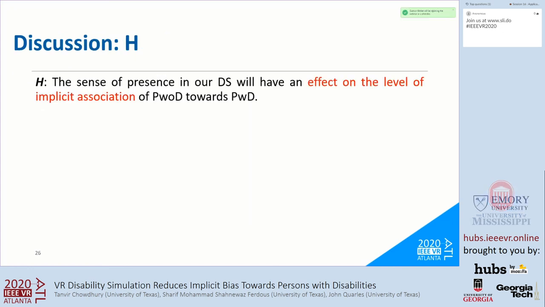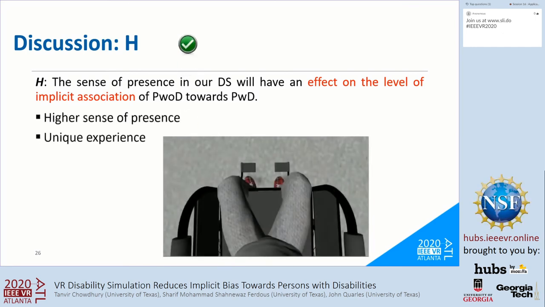Based on the result, we can accept our hypothesis that states the sense of presence in our disability simulation will have an effect on the level of implicit association of people without disabilities towards people with disabilities. There are a couple of reasons that explain our finding. First, we believe the higher sense of presence and the unique experience that the immersive conditions in our disability simulation provide to the participants was one of the main contributing factors for the higher change in bias towards people with disabilities. In addition, our finding is also aligned with previous research that suggests educating people without disabilities about people with disabilities using accurate information is one of the ways to promote more positive attitudes towards people with disabilities.